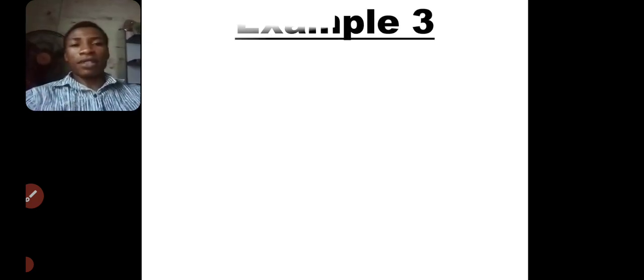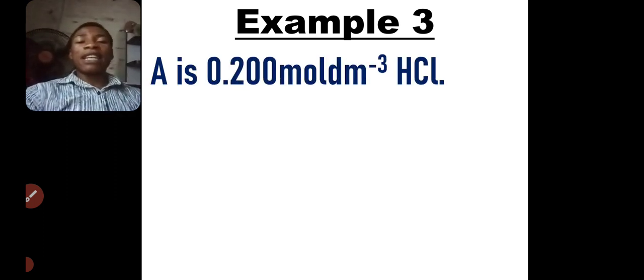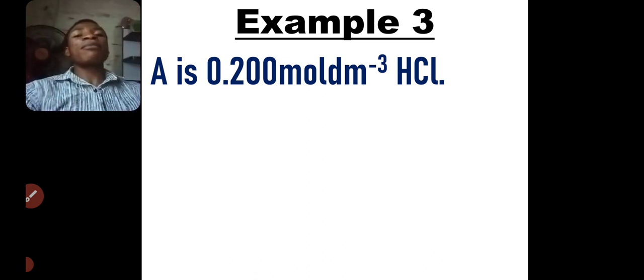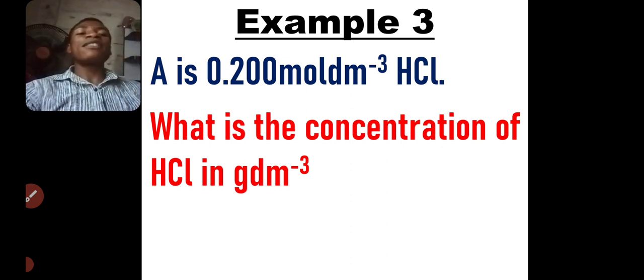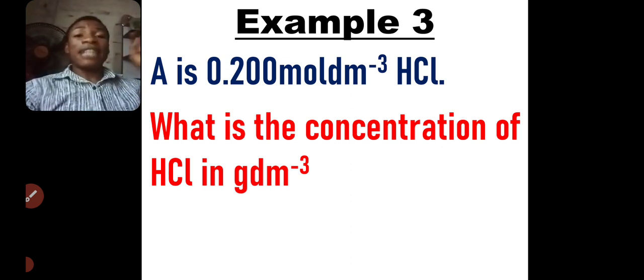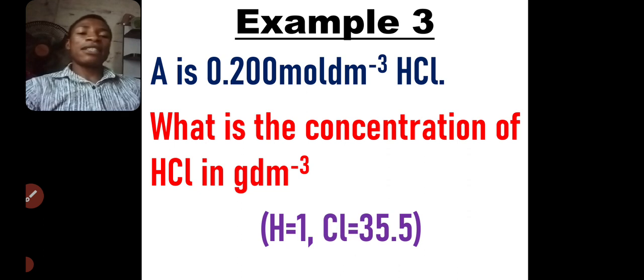So that's how you move from gram per dm cube to mole per dm cube. Let's see example 3 and see how we can move from mole per dm cube to gram per dm cube. A is 0.200 mole per dm cube hydrochloric acid. So what is the concentration of this acid in gram per dm cube?